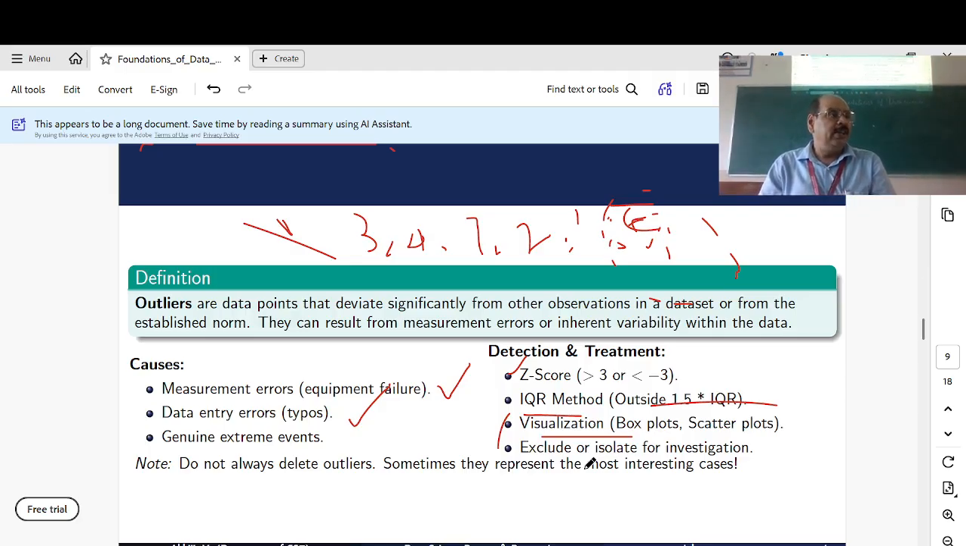Okay? But that's not the ideal way whenever you have genuine extreme cases. You can remove the outliers, but if it is a genuine case, then you will have some errors in your model after you have given your data.